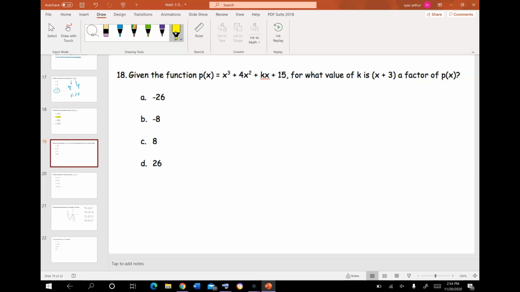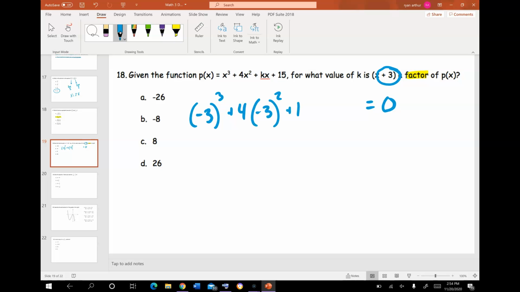And so you have to know your keywords here. So remember I told you a factor is where it equals 0, right? So if that's a factor, this equation will equal 0. But it only equals 0 if I plug in the opposite of the factor. So if I change all my x's to -3, it will equal 0. And I've got an equation here.